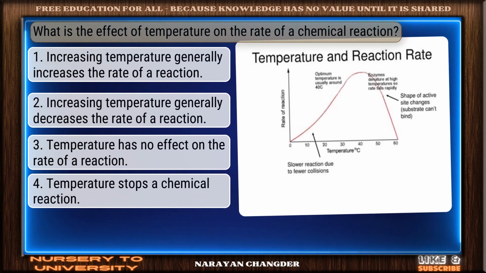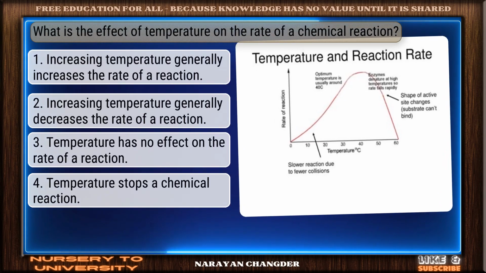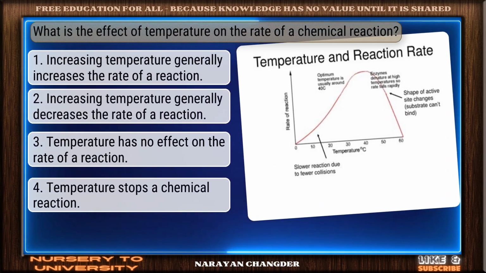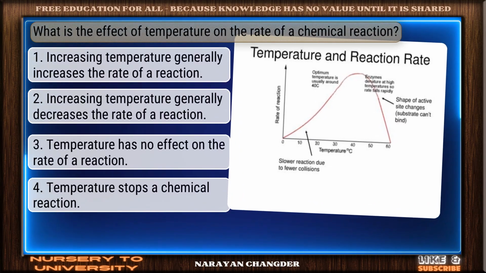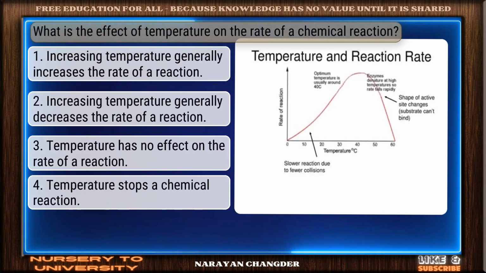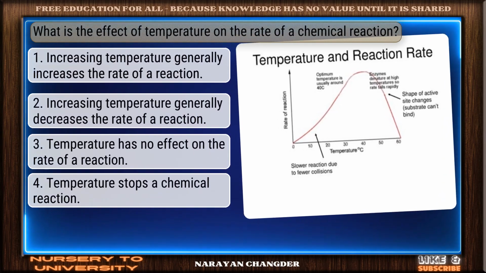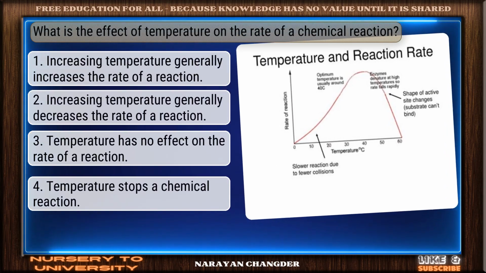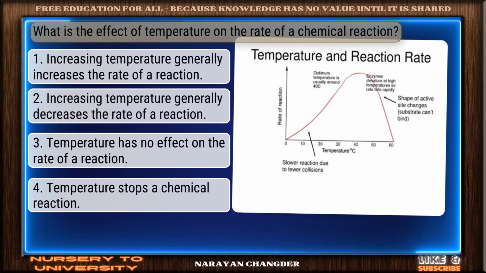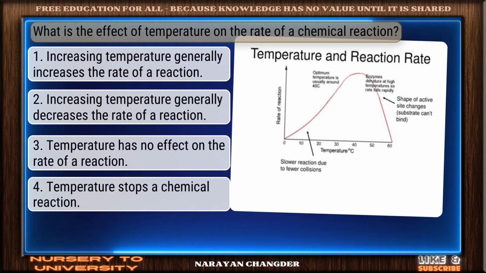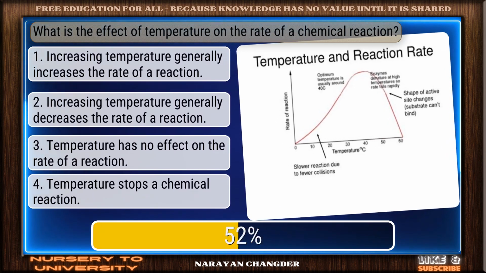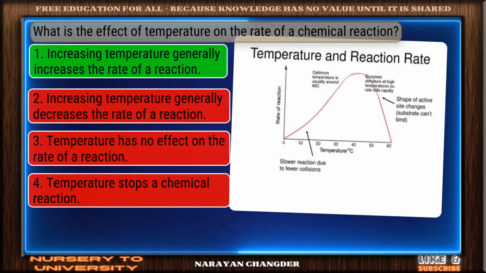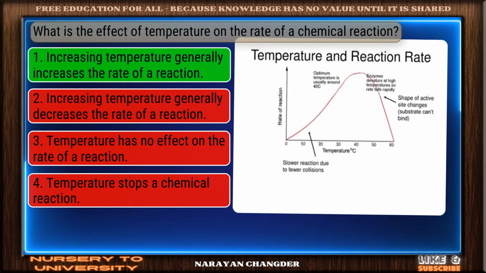What is the effect of temperature on the rate of a chemical reaction? Option 1. Increasing temperature generally increases the rate of a reaction. Option 2. Increasing temperature generally decreases the rate of a reaction. Option 3. Temperature has no effect on the rate of a reaction. Option 4. Temperature stops a chemical reaction. You got it! Increasing temperature generally increases the rate of a reaction.